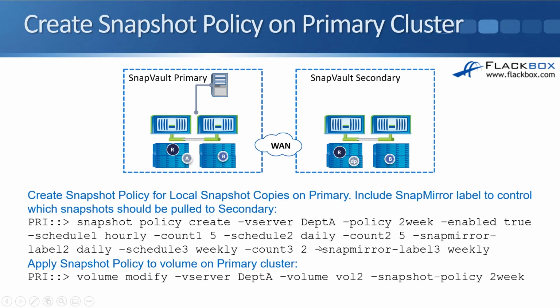Notice here on my source side, I'm taking hourly and daily and weekly snapshots, and I'm keeping snapshots for a time period of up to 2 weeks. I then need to apply that to my volume. So I say volume modify. This is for vServer department A, volume 2, and I say snapshot policy 2 week. So that is everything I need to configure on the source side, apart from the initial setup of the peering.